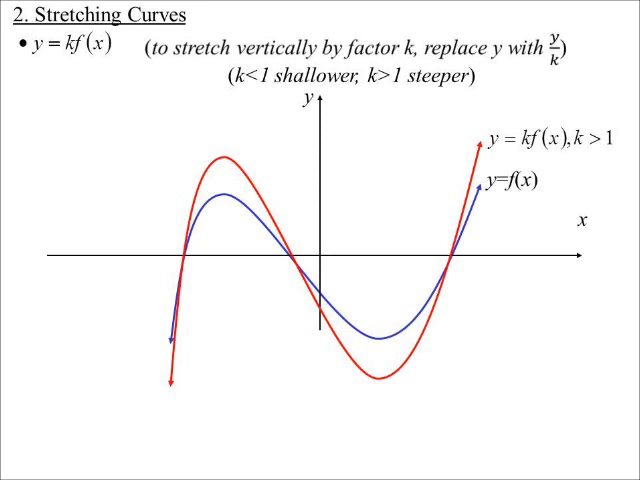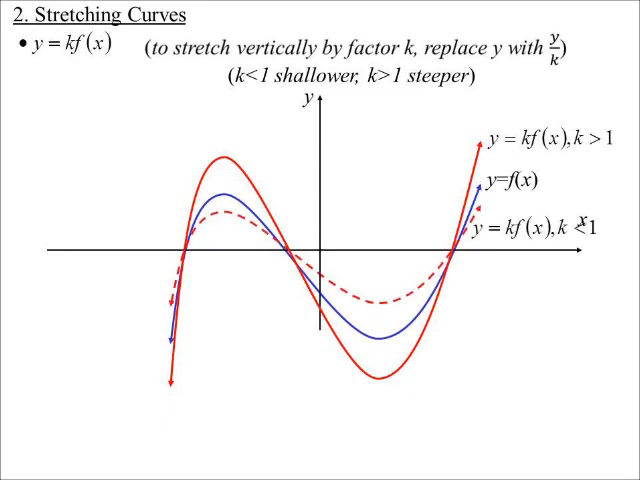Every y value, if you like, has been multiplied by k, thus making it taller and steeper. That is k greater than 1. Shallower would be k less than 1. Okay? But notice things like this. The x-intercepts have not been affected. It's the y values that are being affected. So the y values, other than the x-intercepts, have all been changed, multiplied by the value k.